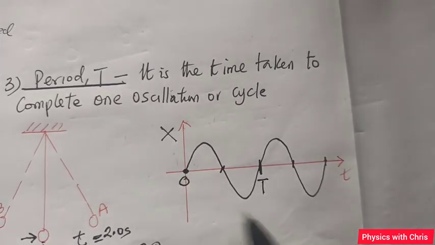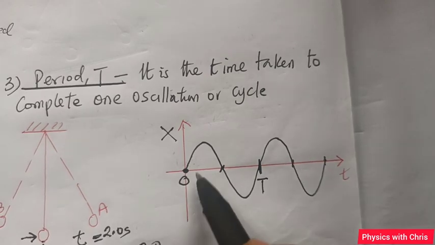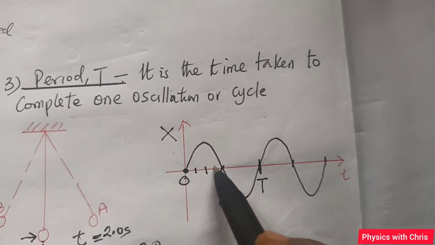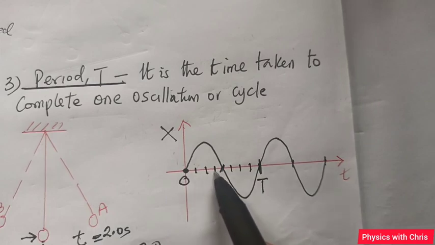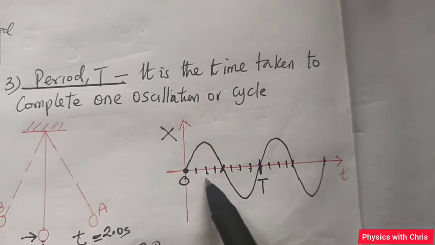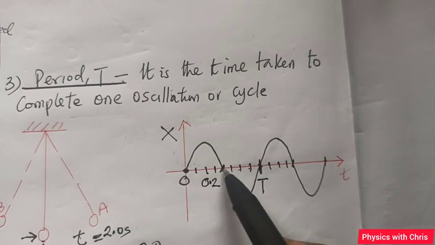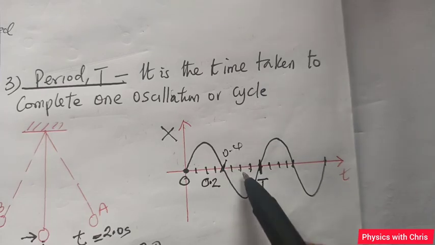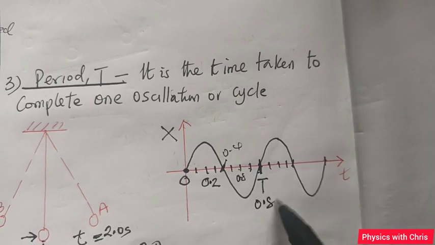So whatever time it is there, according to the graduations or the divisions on the time axis, I should be able to find the period of oscillation. If this was given like this, let's say this is subdivided into divisions: 1, 2, 3, 4, 5, 6, 7, 8, 9, 10, 11, 12, and let's say this time here is 0.2 seconds, 0.4, 0.6, 0.8. Which means the period of oscillation is 0.8.